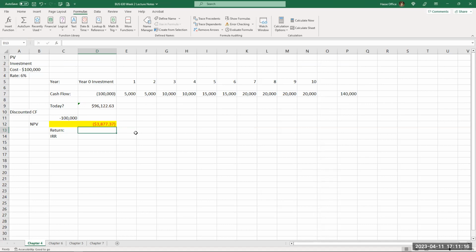Even though on paper, the first look says, geez, we're investing 100,000, and we're getting $140,000 back. But we're getting that $140,000 into the future where there's a discount of money. The value of money changes. And that discount rate in this case is 6%. So as you can see, that's a negative NPV. In other words, back to the drawing board.